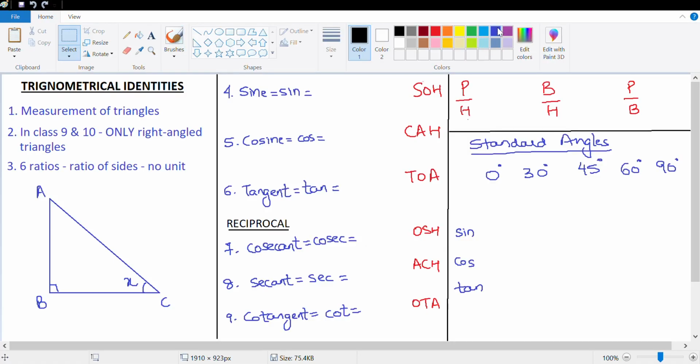Hi guys, let's look at the next chapter. The next chapter that we do is trigonometrical identities. So let's revise certain things and concepts that we did in class 9 related to trigonometry.